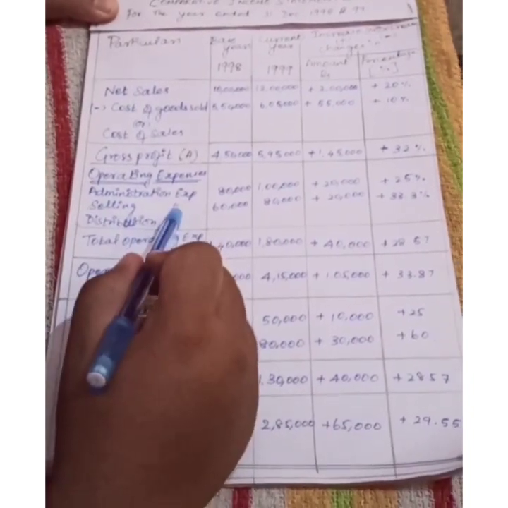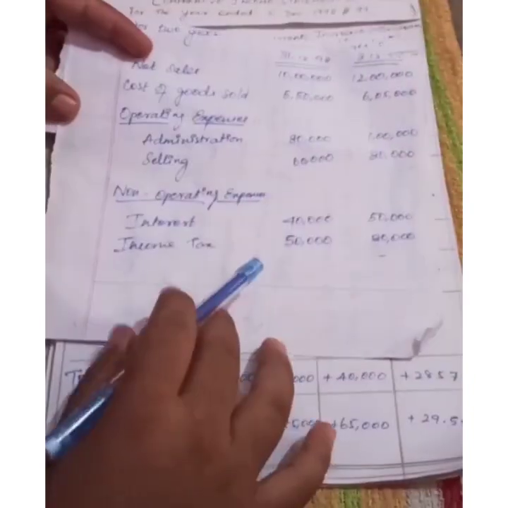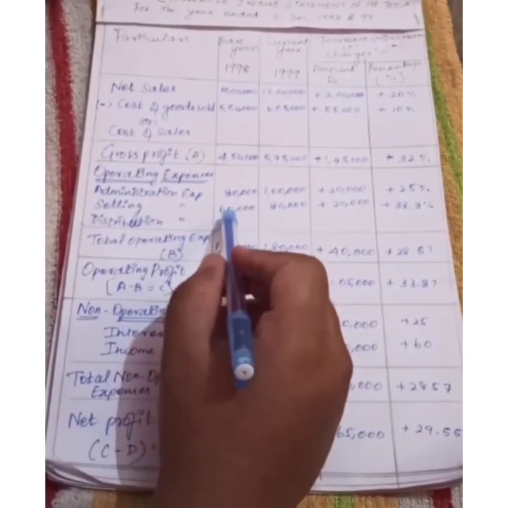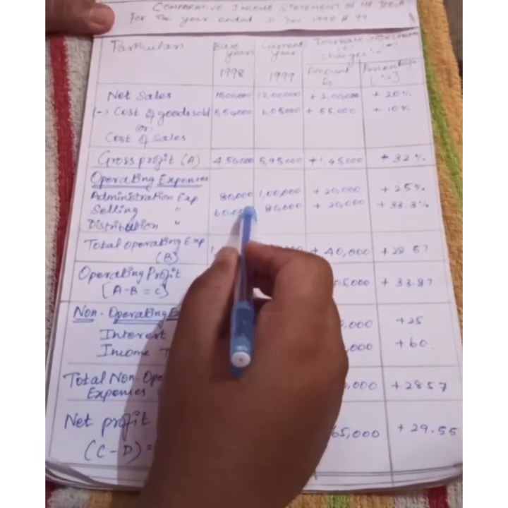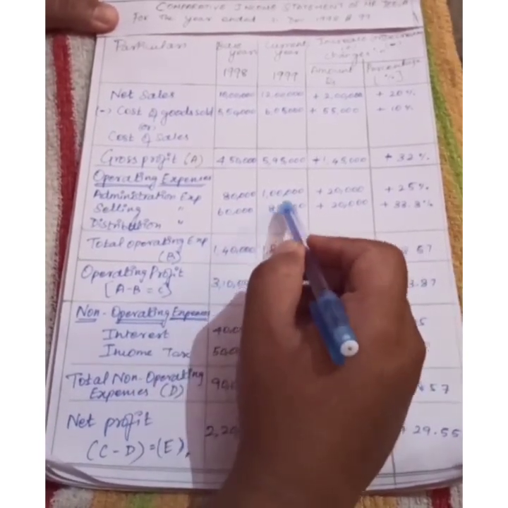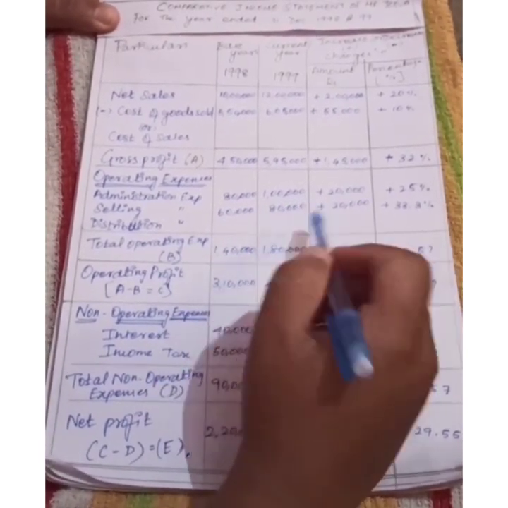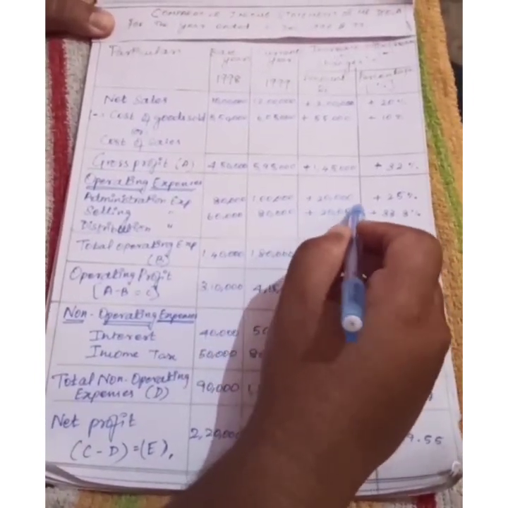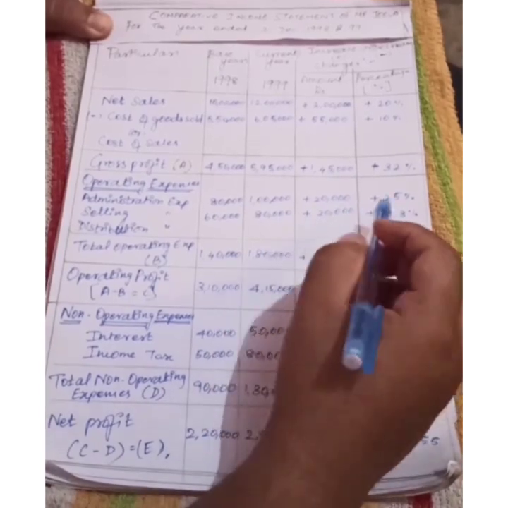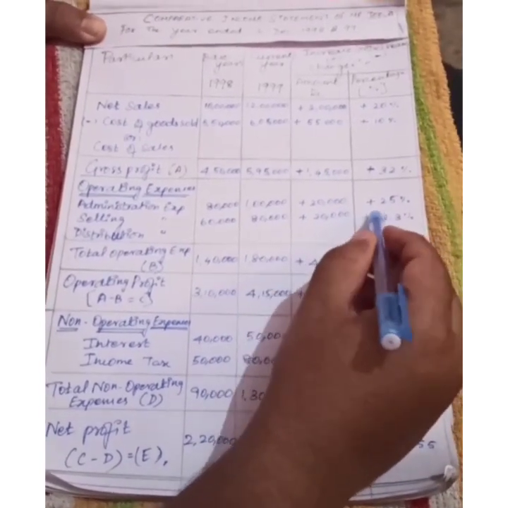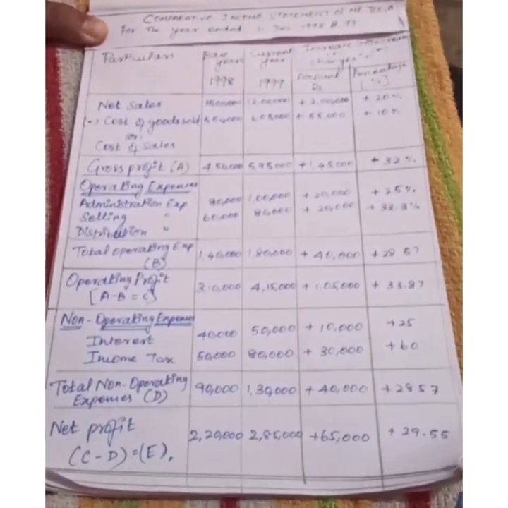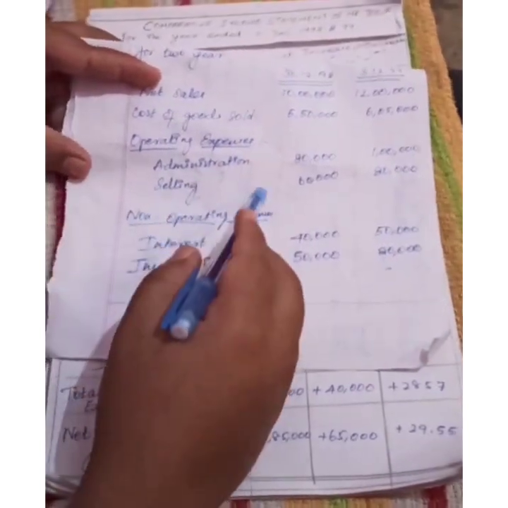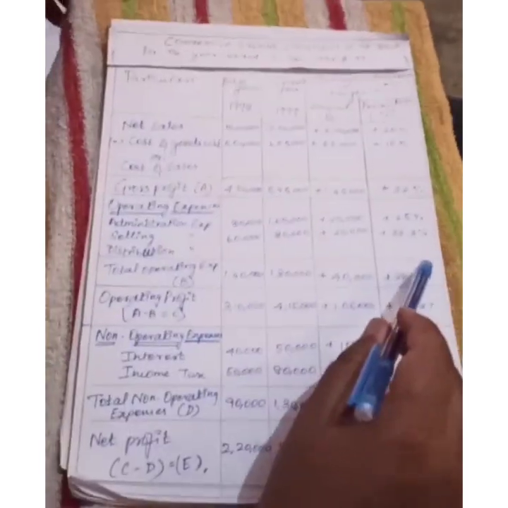And selling expenses, look at the question, is 60,000 and 80,000. So 60,000 for the base year I write here, and 80,000 for the current year I write in this column, and the difference is plus 20,000. Now using the formula to get the percentage, it is plus 33.3 percent. It's now clear. Now look at the question. There is no distribution expenses, so ignore that.